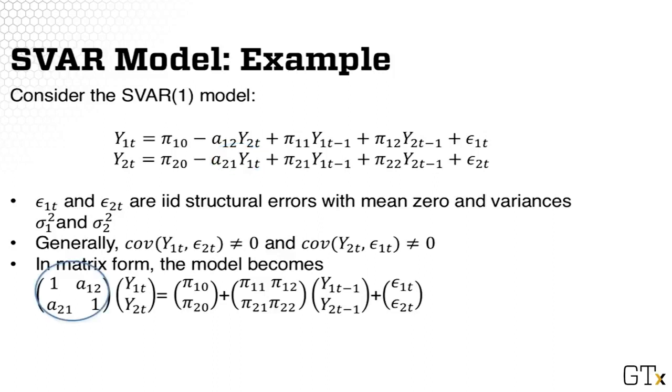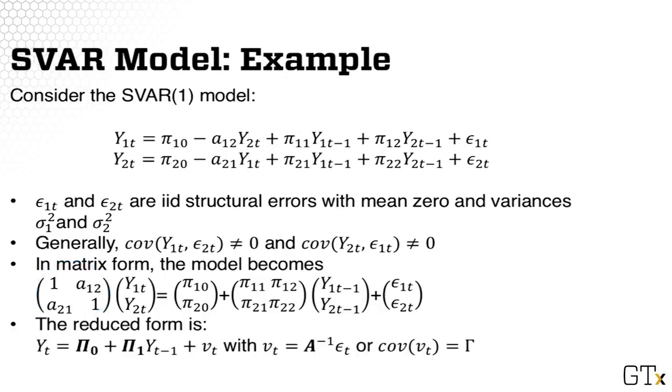We can rewrite this model in the matrix form as on the slide, where the vector time series Y1t, Y2t is multiplied by a 2 by 2 matrix with the first row 1 and A12, and the second row A21 and 1. We can further write the model in the reduced form as provided on the slide.